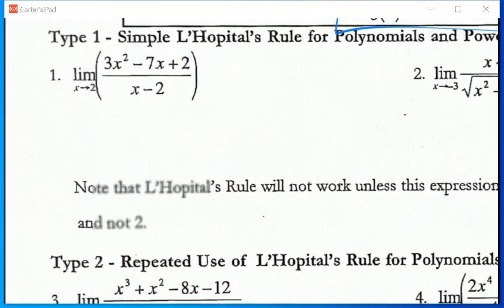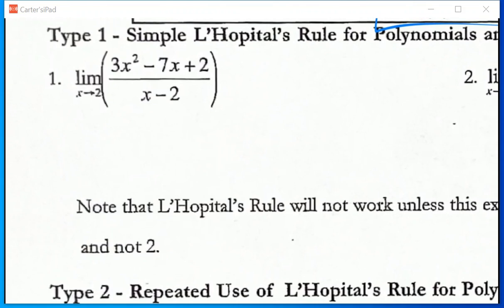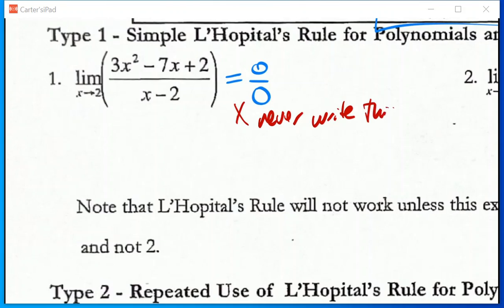So for example, number 1 here, if we plug in 2 to the top, we get 12 minus 14 plus 2, which is 0. If we plug 2 into the bottom, 2 minus 2 is 0. Here's what you don't ever want to do. Don't ever write something equals 0 over 0. Don't even write 0 over 0 anywhere on your paper. Okay, don't do it.